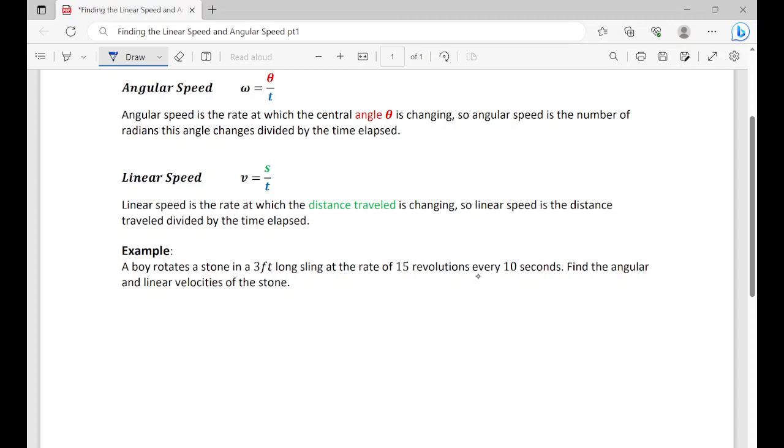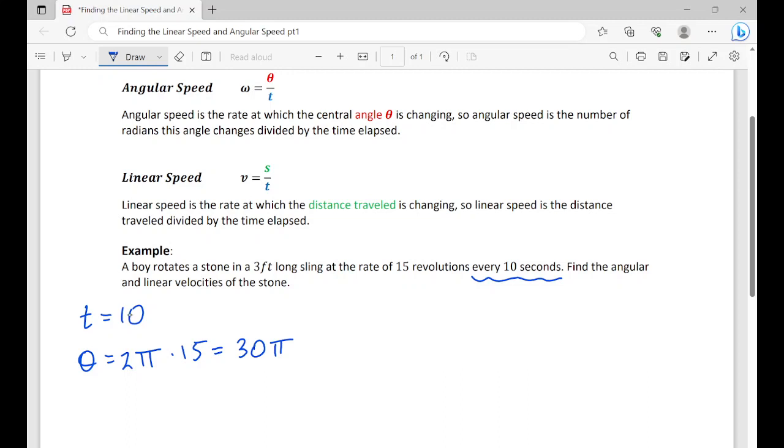T is easy. Every 10 seconds, so t equals 10. Simple and easy. Now we need to find theta. Well, theta can be found from this point right here: 15 revolutions. That means it goes in a circle 15 times, so we're going to convert that into radians. We know that one revolution is 2 pi, and this boy does it 15 times. So 2 pi times 15 will be 30 pi.